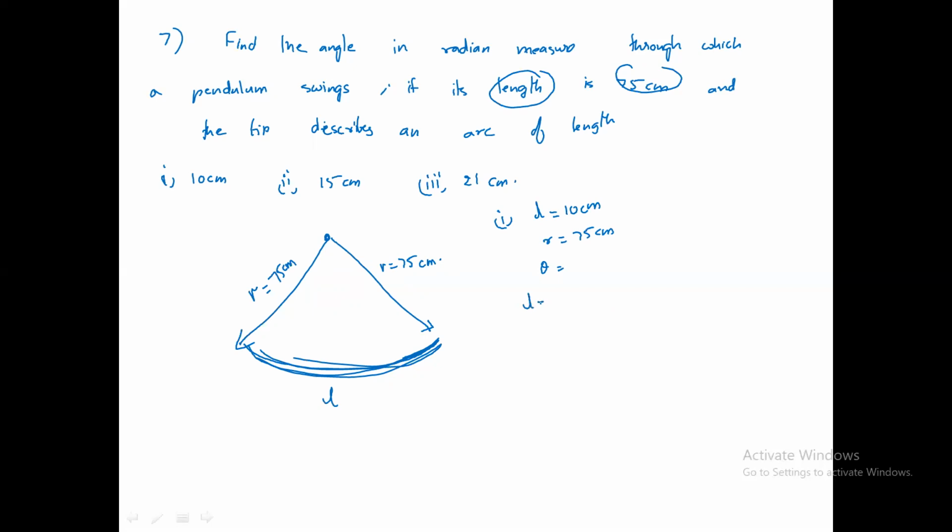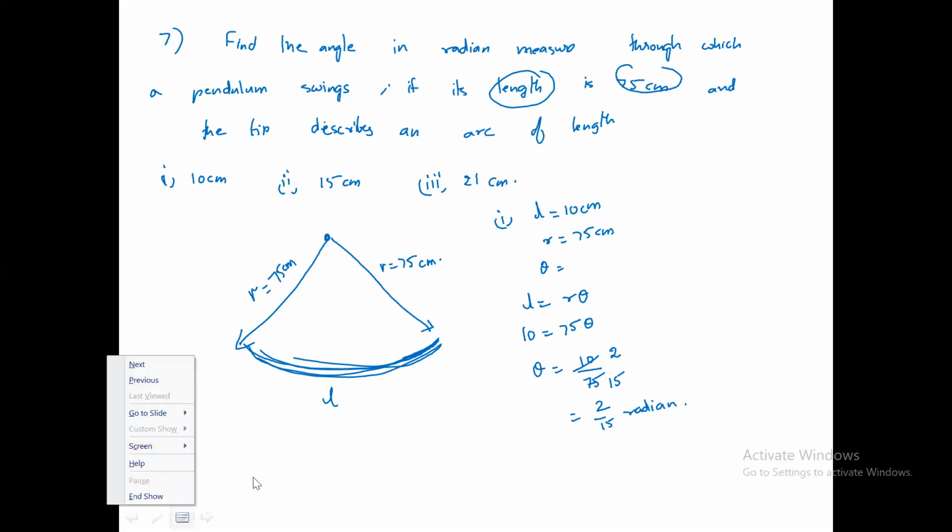So L equal to R theta. 10 equal to 75 theta. Theta is 10 by 75. 5 twos, 5 15s. So theta we got 2 by 15. It's a real number, but we can call it as radians.